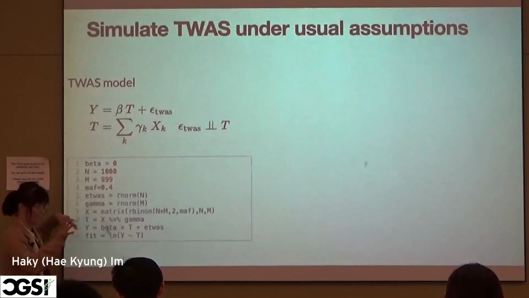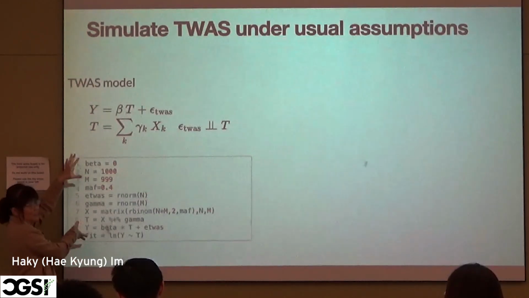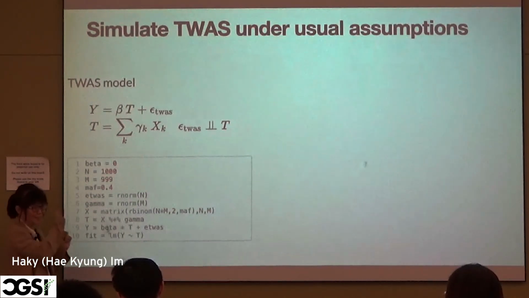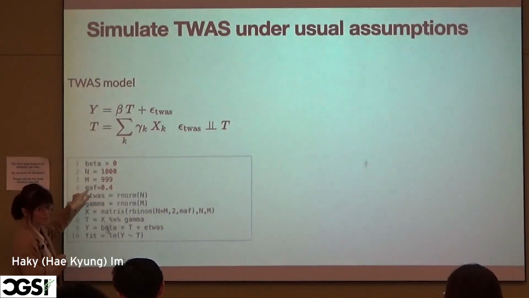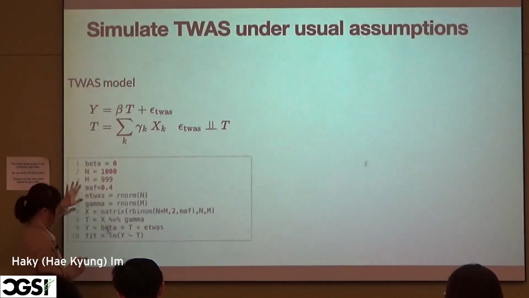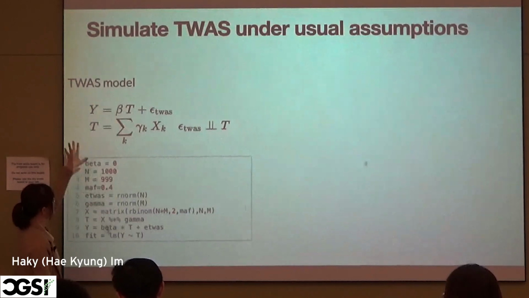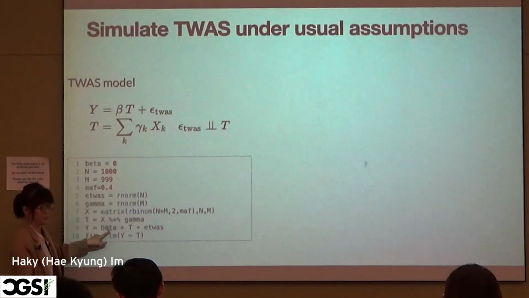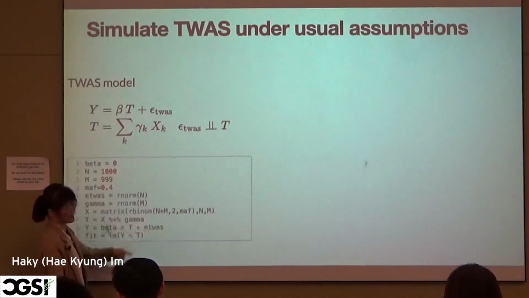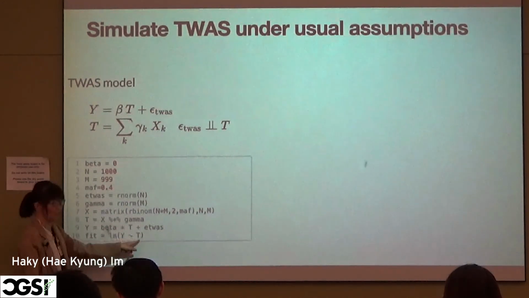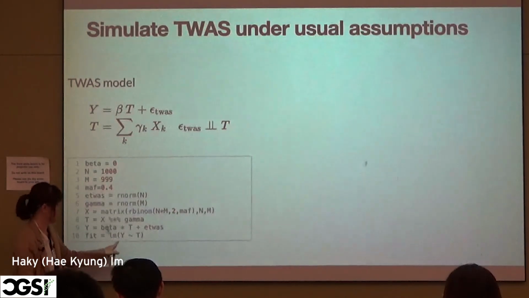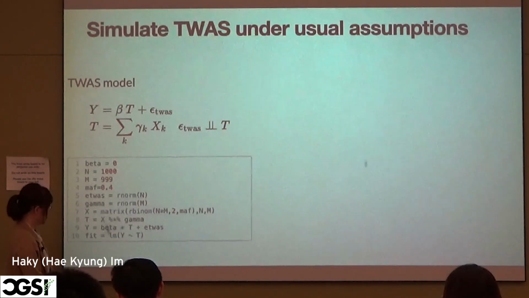The nice thing about having these few parameters is that you can ask where the issue could be, and then you can change this. We could have a mixture of minor allele frequencies and so on. So all of this is what we wrote there, and y is just beta t, but remember beta was 0, so this is not contributing, it's just a normal random variable. Then you fit y on t, that's the TWAS.